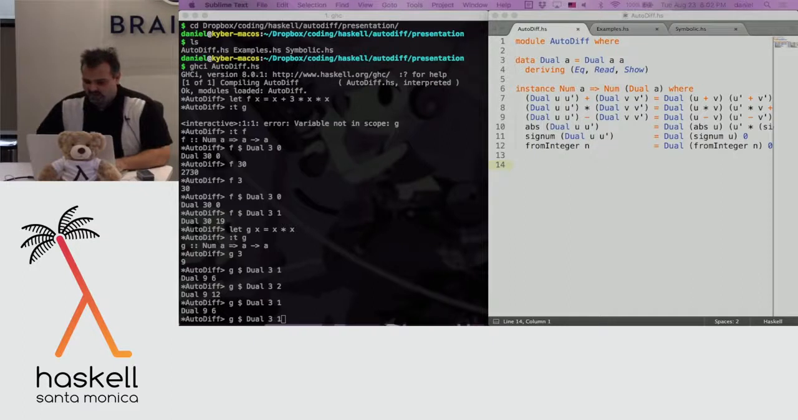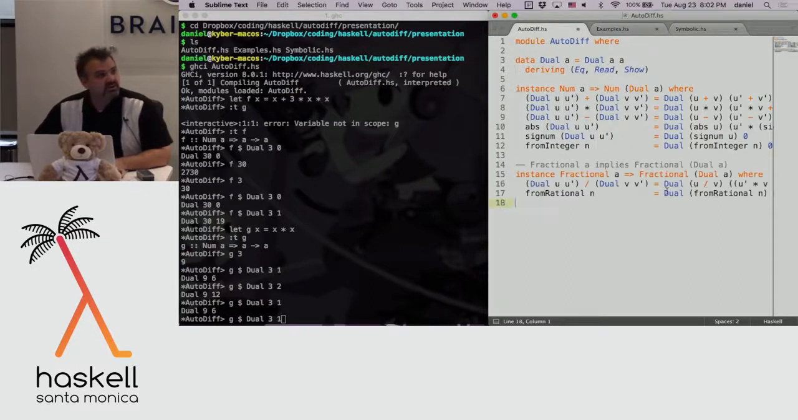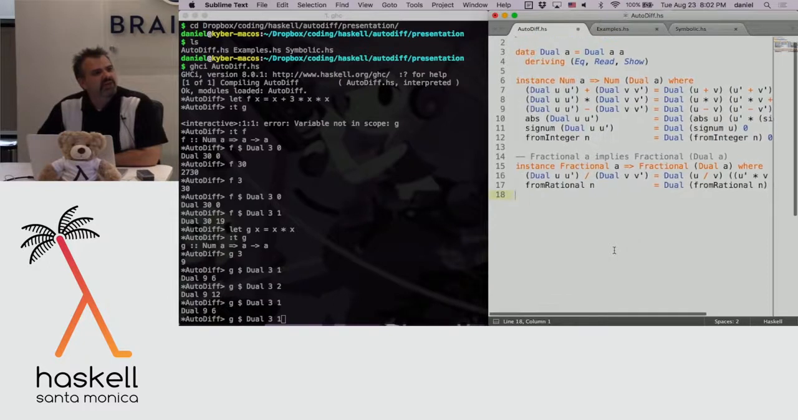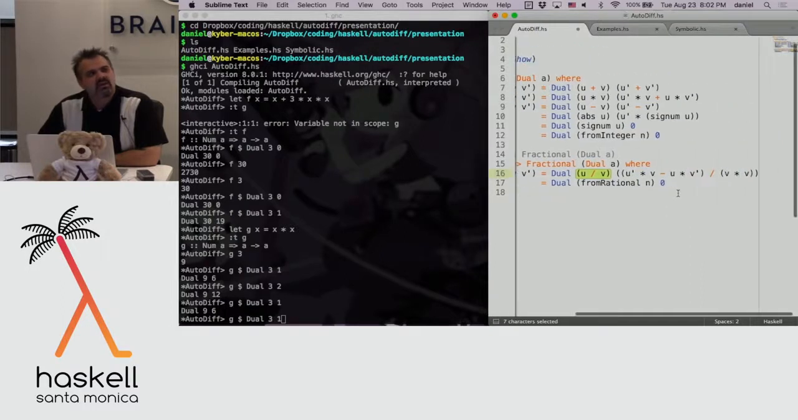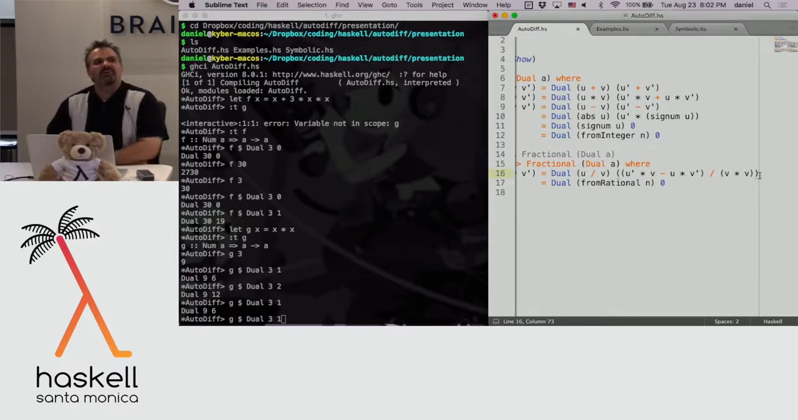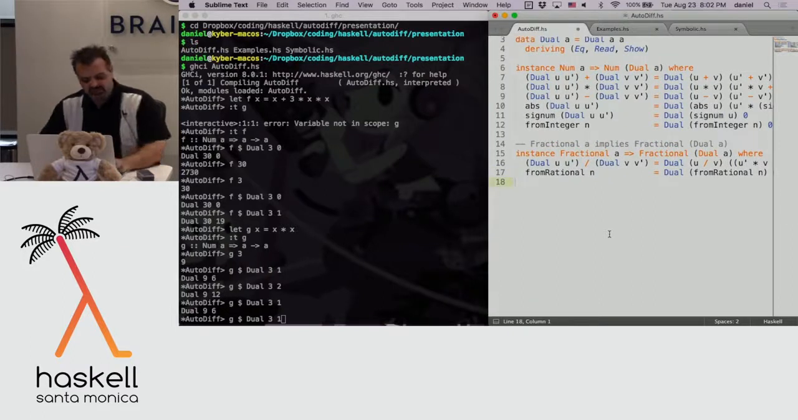I also want to be able to take derivatives of fractionals, so I'm going to put that in there. Fractional a implies Fractional (Dual a). So we need a way of dividing duals. How do we divide the first of the pair? It's just regular division, whatever the division for a is. How do we divide the second? Well, if you're taking calculus, you just remember the quotient rule. Or you don't, but at one time you saw the quotient rule. Look it up in a book. Some of these I had to look up in a book. You can encode it right here. This is really just the quotient rule. And now we have a Fractional instance, so we can save that.